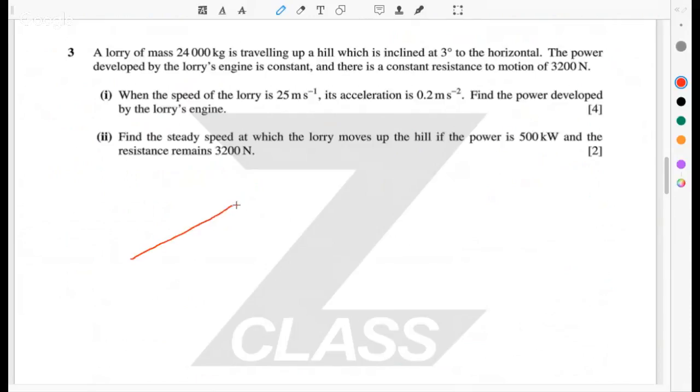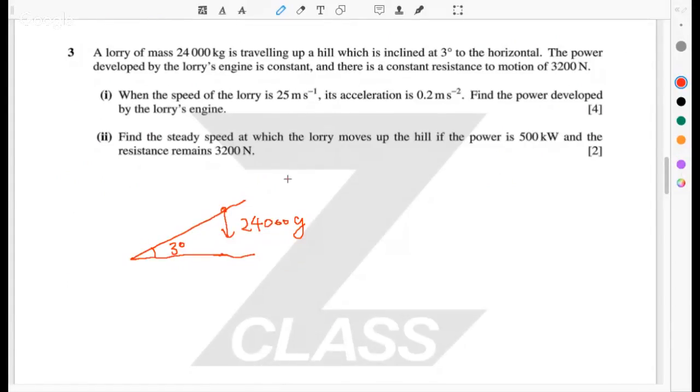Let's try to draw another diagram. So it's inclined at 3 degrees to the horizontal. And the lorry has 24,000 g of gravity acting downwards. And in question 1, it says when the speed of the lorry is 25 meters per second, its acceleration is 0.2 meters per second squared. Find the power developed by the lorry's engine.